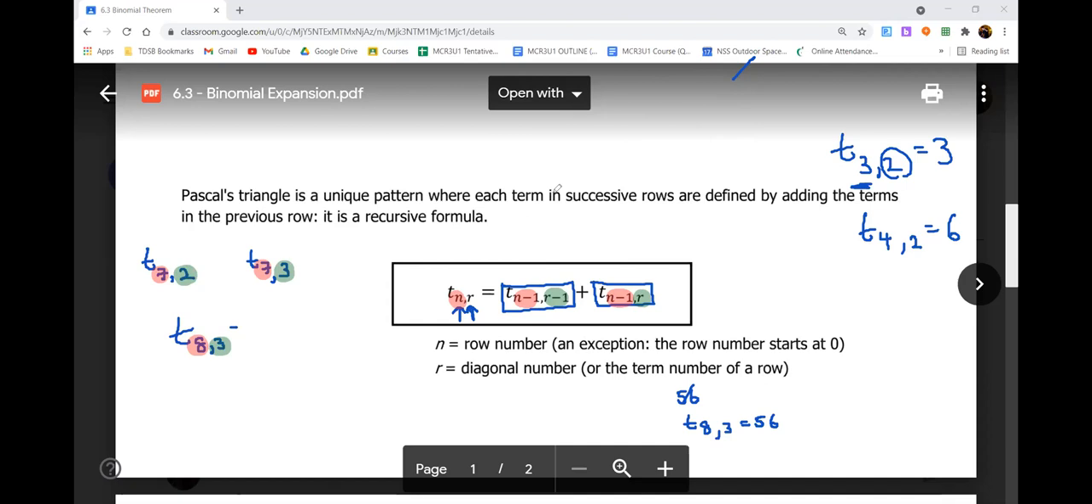Any questions about Pascal's triangle and how to, I guess, read this formula? Most important part is to be able to read this formula. No questions?